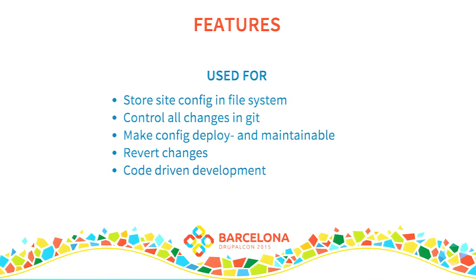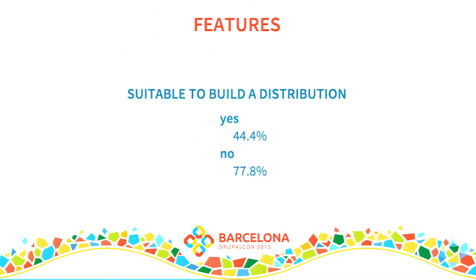And when we develop a distribution, that's actually what we want. We want to deliver stuff in code. We don't want to deliver a database. So, for example, the content types, the views, the rules are stuff that we want to deliver with our distribution. So it sounds like it's actually useful. But I asked my team after developing all those distributions, do you think features are suitable? And most of them said no.